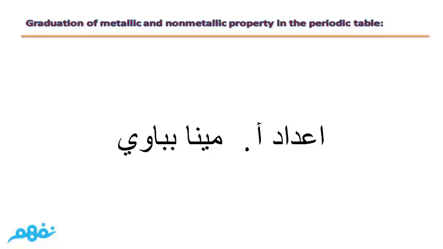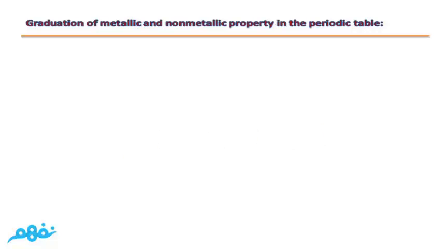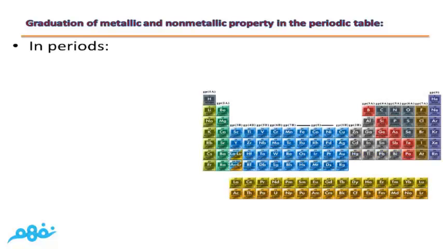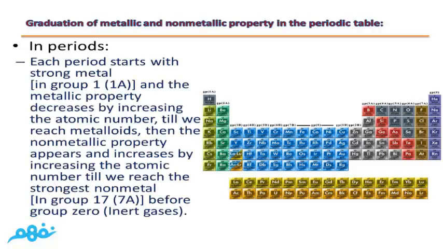Let's talk about graduation of metallic and non-metallic property in the periodic table. First, let's talk about them in periods. Each period starts with a strong metal in group 1A. Then the metallic property decreases gradually by increasing the atomic number.